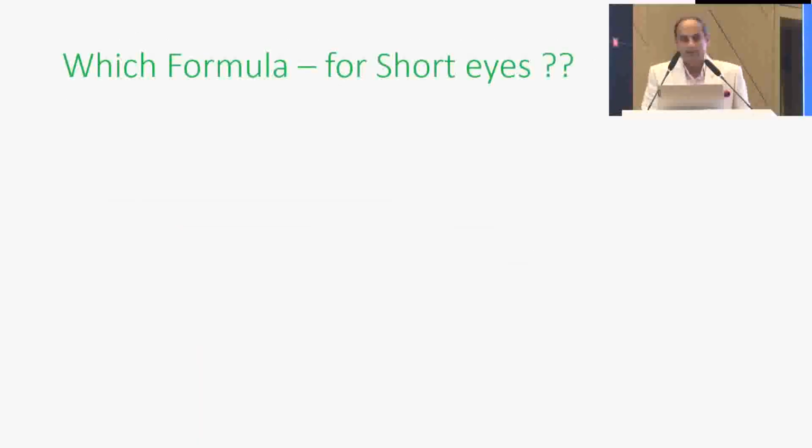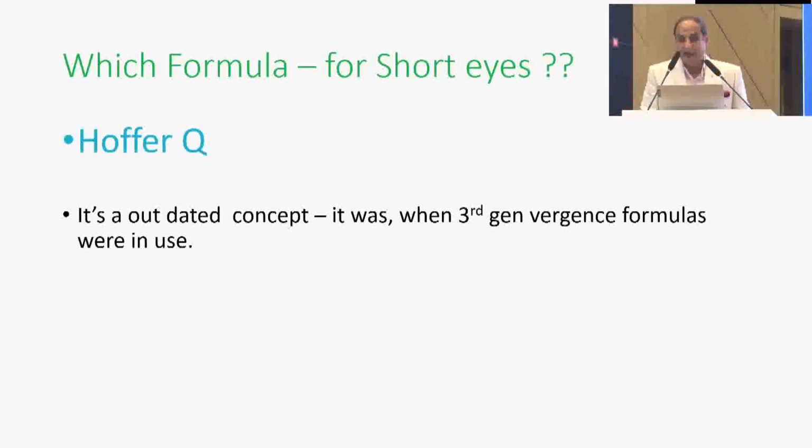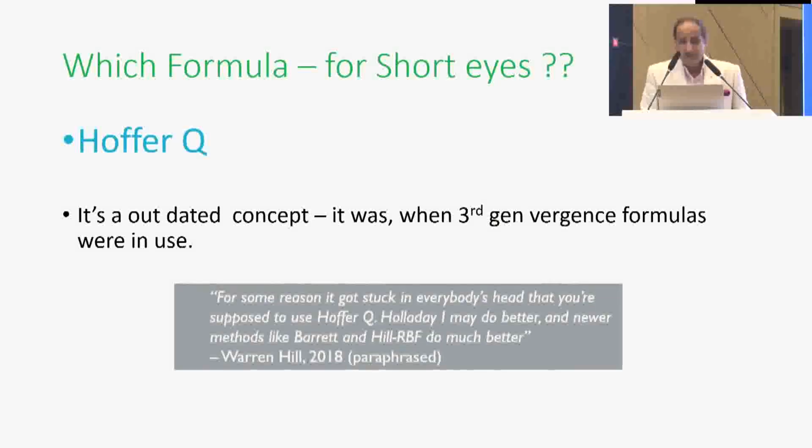So for short eyes, which formula? Well, Hoffer Q, it is an outdated concept. It was used when third generation formulas were in use. For some reason, it got stuck in everybody's head that you are supposed to use Hoffer Q. Holladay 1 may be better, and newer methods like Barrett and Hill RBF also do much better.